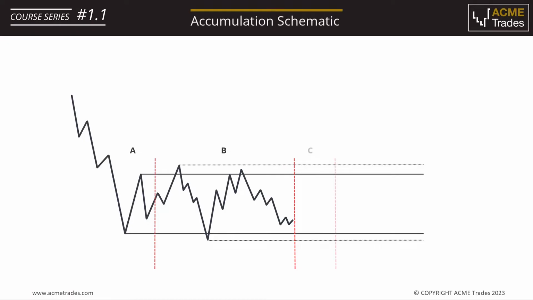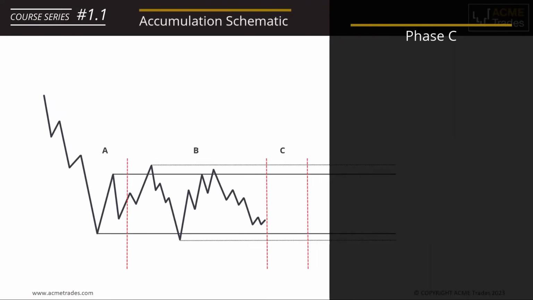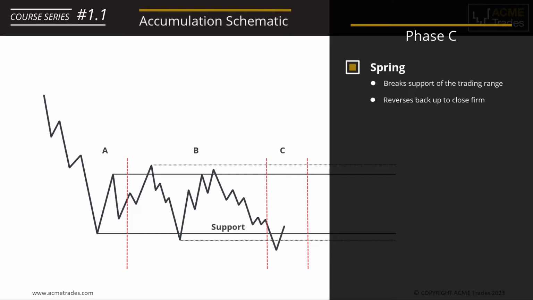So on to phase C here. Within phase C, there is something known as a spring. The spring breaks the support from the accumulation trading range, reverses back up to close firm. This encourages weak hands who don't understand the accumulation structure to sell. They're expecting the downside trend to continue.